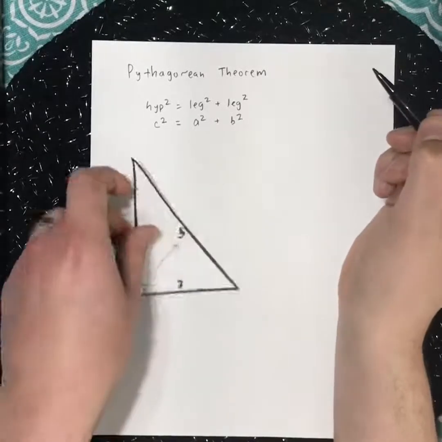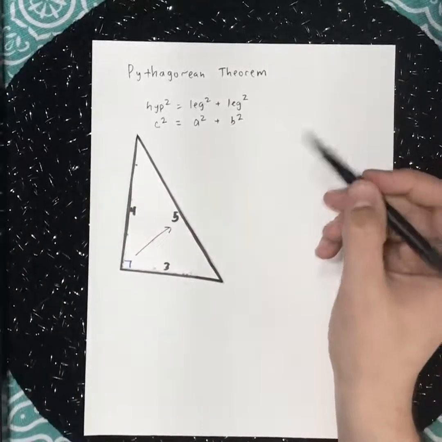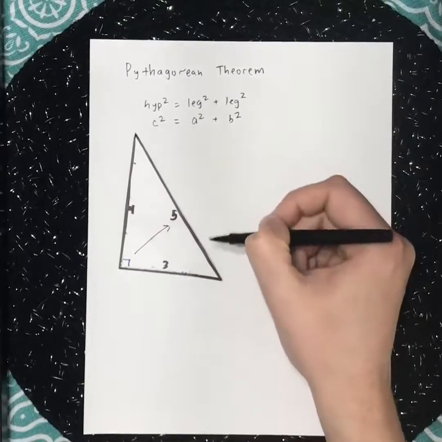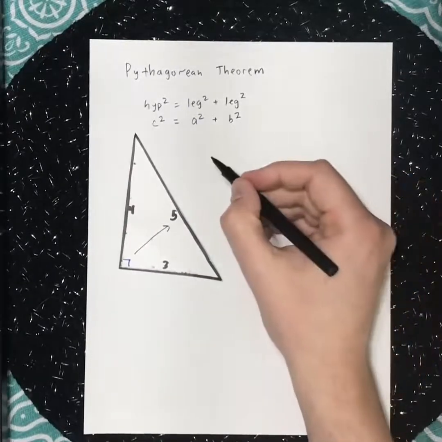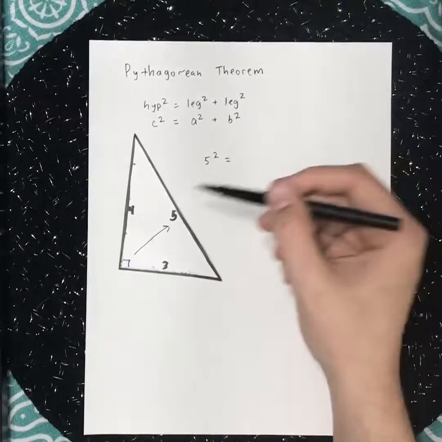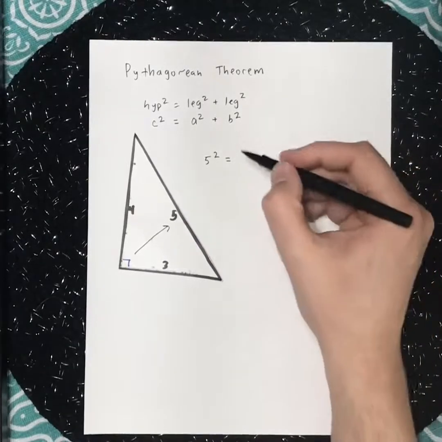So if we take this triangle here, I just want to check that the Pythagorean theorem works. Across from this 90-degree angle is the hypotenuse, which happens to be the longest side. This is always the case. So I'm going to plug that into the formula: 5 squared equals the two legs squared, a and b. Doesn't matter which one is a and which one is b.